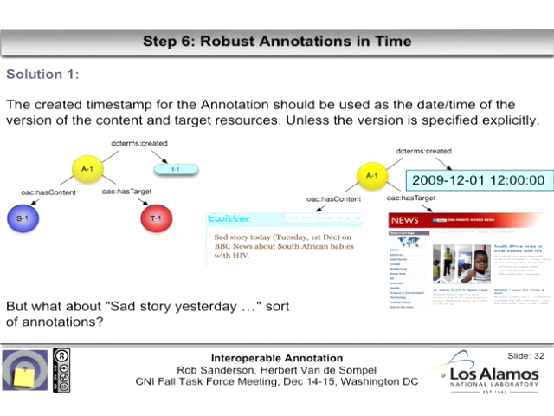So solution number one, we say that the created timestamp for the annotation event should be used as the date time of the version of both content and target resources, unless it's specified otherwise. So for example, the annotation event was created on the 1st of December. The tweet was on the 1st of December. The page is on the 1st of December. It's all good. But then I can't say, did you see BBC yesterday? Didn't you think that story was great? It's like, well, hang on. Now yesterday isn't when I created the event. So that doesn't work.